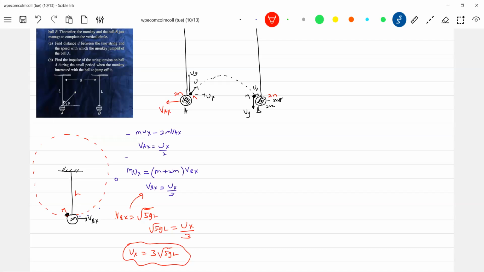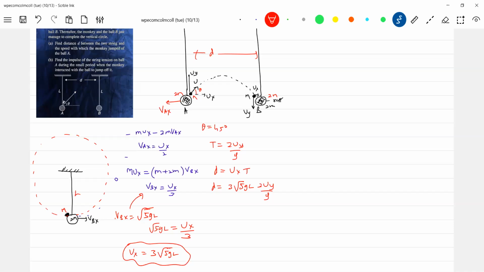Okay, let's come to this one. We have this angle theta, what is it? 45 degrees, that is given. So can we get the time of flight? T is equal to the time of flight. This time of flight should be equal to 2u_y by g. At the same time, this d should be equal to u_x into t. u_x is 3 root 5 gL, and this is 2u_y by g.